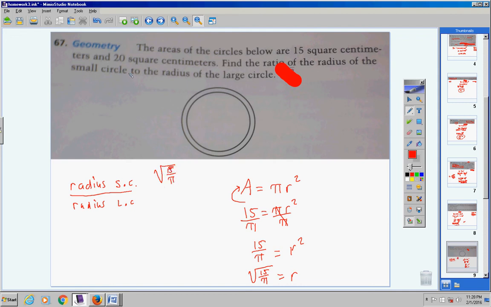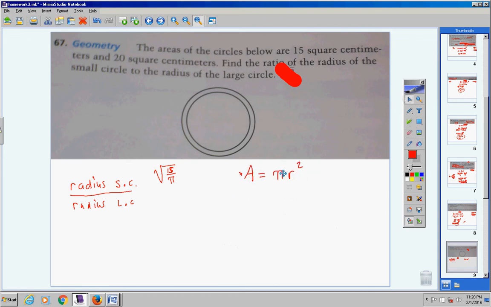Everybody got it? Now let's find the radius of the larger circle. We can do this. What is the area of the larger circle? 20. So we'll put a 20 right here and go to pi r squared. Now divide both sides by pi because we're trying to find the radius. So I'm left with r squared and then over here 20 over pi. Don't type that in, just leave it like it is. Now take the square root of both sides.